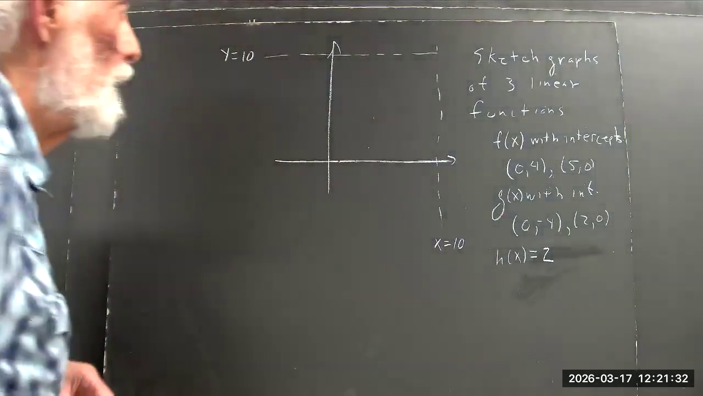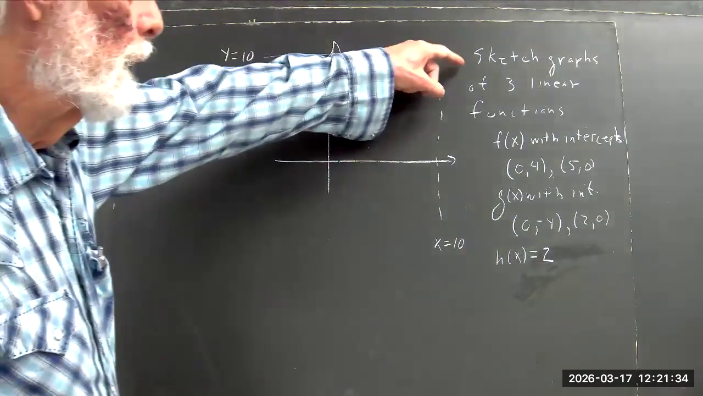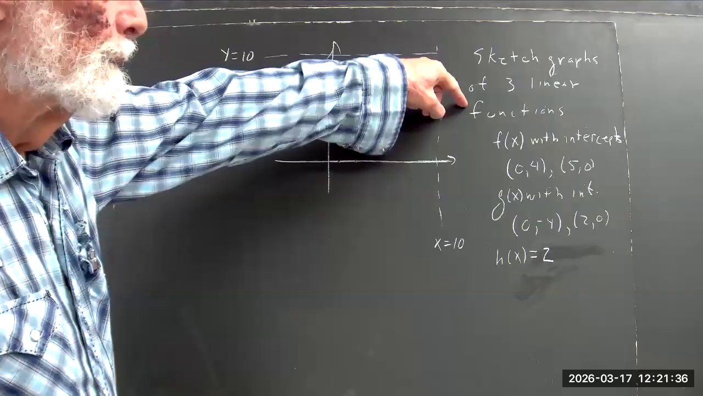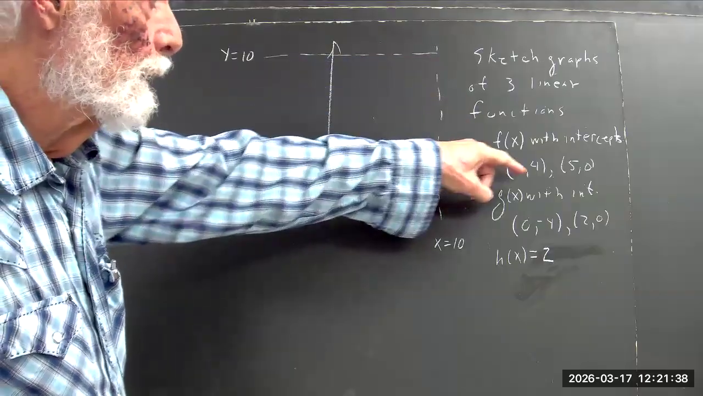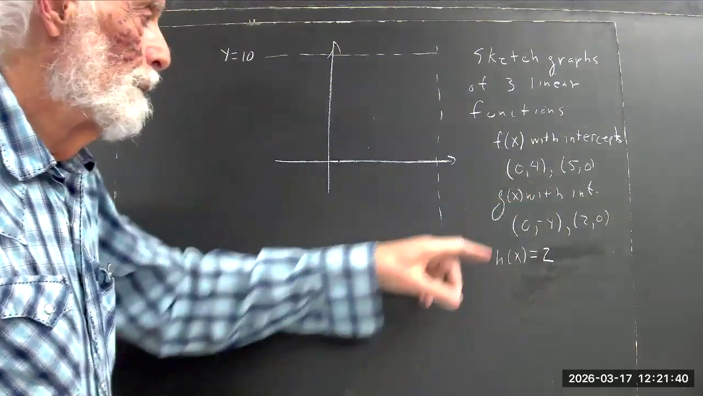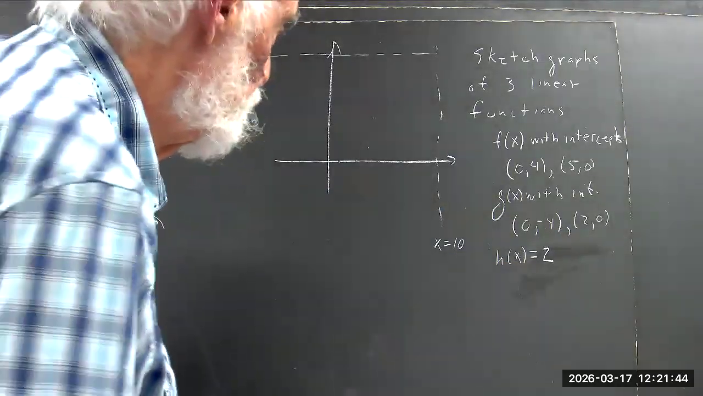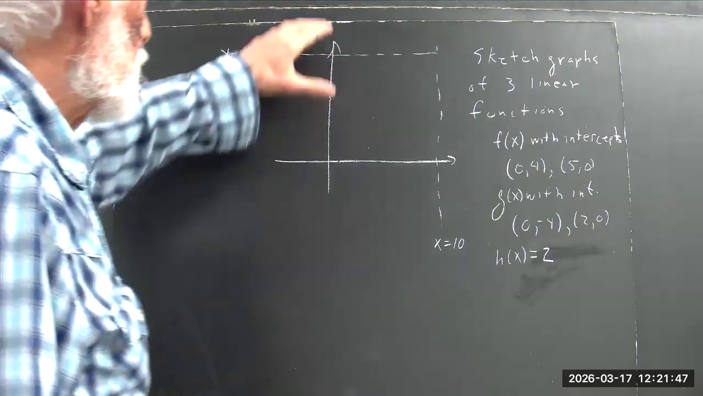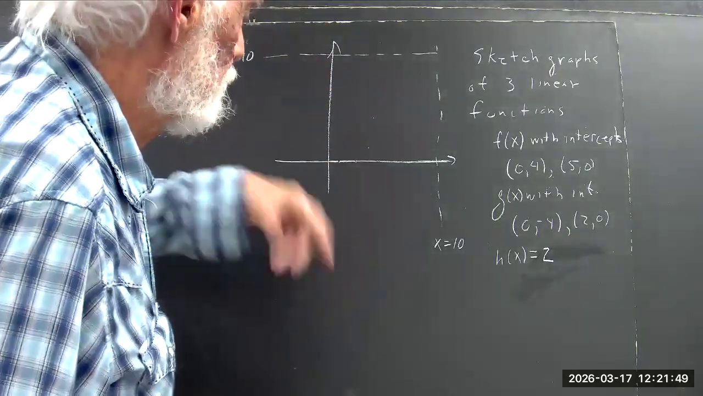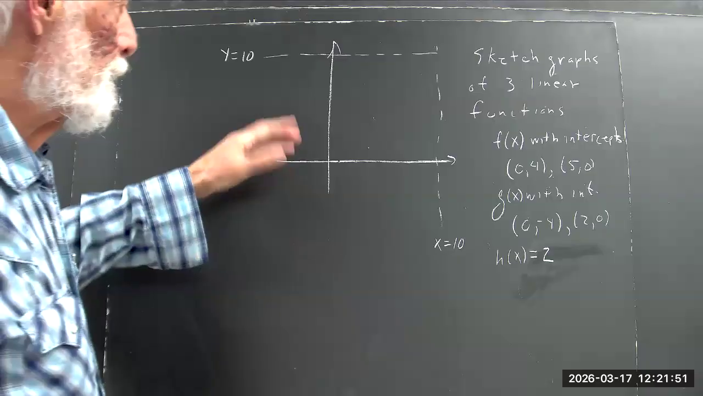We're going to start off with a quiz as usual. The quiz is: sketch graphs of three linear functions. f(x) with intercepts (0, 4) and (5, 0), and g(x) with given intercepts, and h(x) equal to 2. I recommended starting out with this much of a grid.